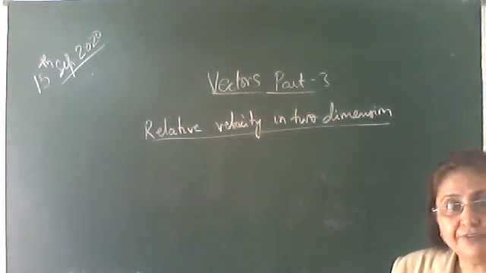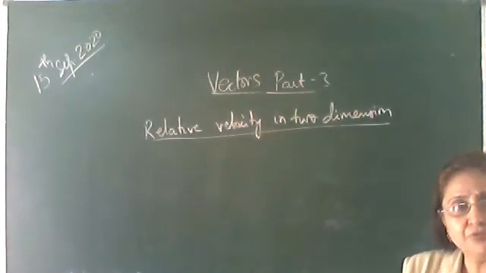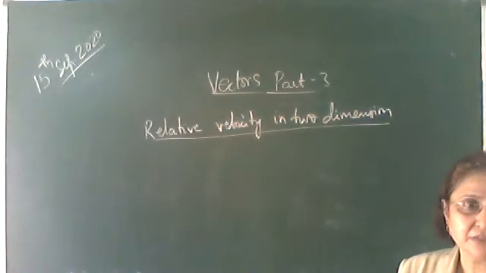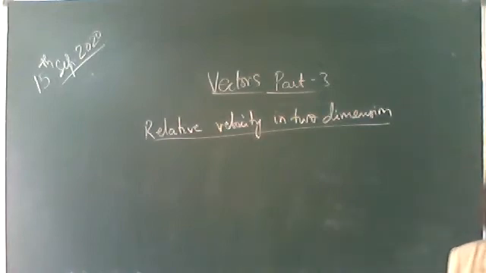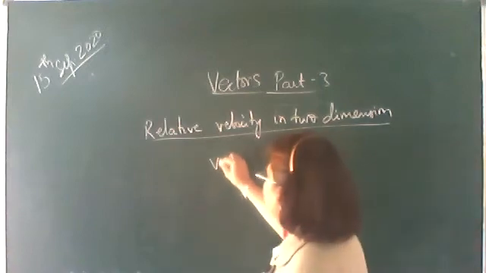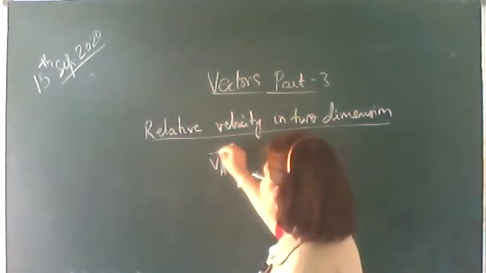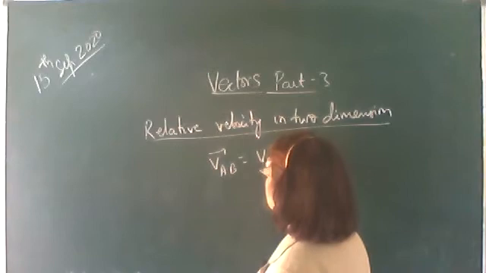Okay, so how we define it? It is the velocity of one object with respect to other. That is the relative velocity of A object with respect to B. Okay, the formula is the same. VAB will be equal to VA minus VB.